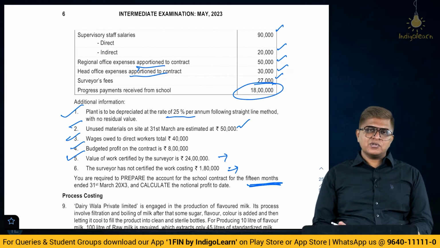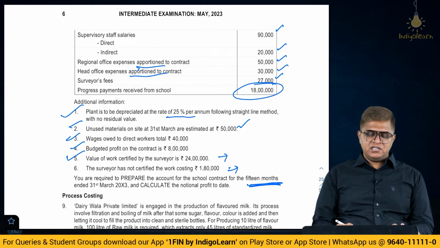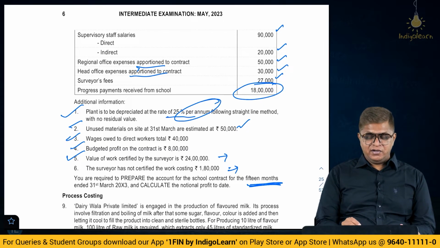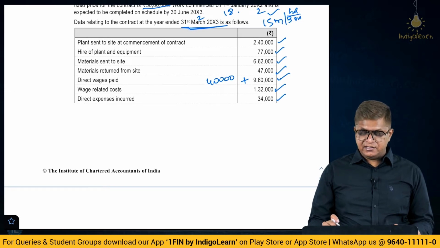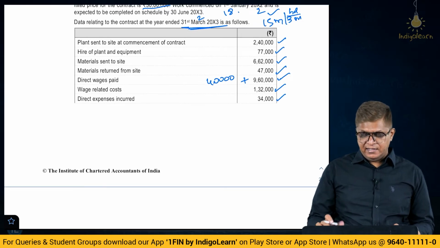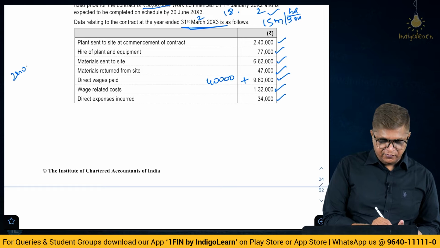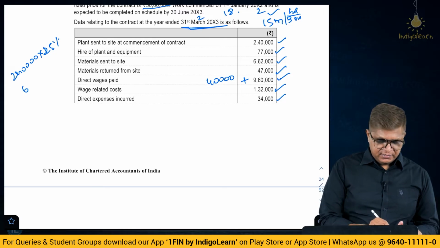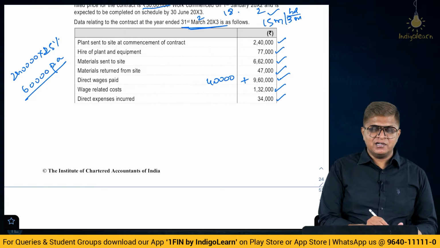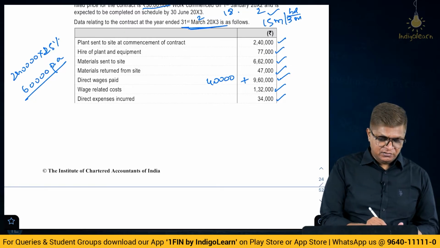The place where the students may go wrong is the depreciation calculation. They may calculate only for 1 year, but we need to calculate it for 15 months. Let's look at that calculation. So the plant that we have sent was 2,40,000. If we take 2,40,000 into 25%, we get 60,000 per annum. This is for 12 months, but we need to calculate for 15 months. So I will do into 15 by 12.